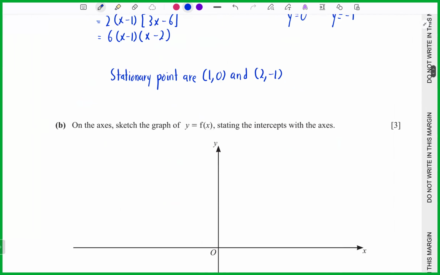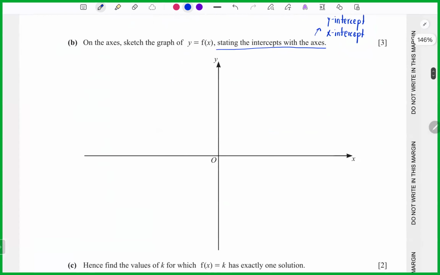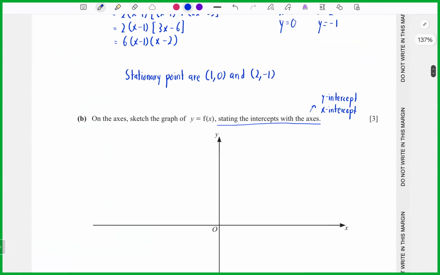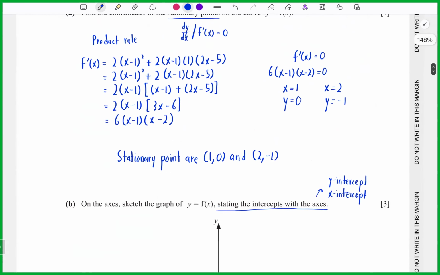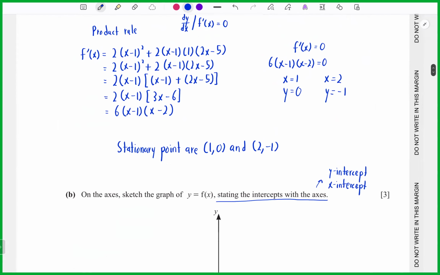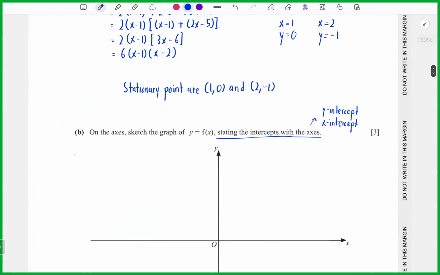Question B. On the axis, sketch the graph of y equals to f(x), stating the intercept with the axis. When you see this keyword stating the intercept with the axis, it means you need to state the y-intercept and x-intercept. So please don't forget. So let's try. Now we already know we have the two stationary points here, right? Actually, I think I don't need that. I try to draw the number line.